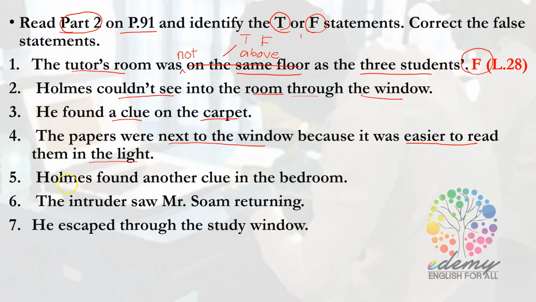Number 5, Holmes found another clue in the bedroom. So the keywords are clue and bedroom. Number 6, the intruder saw Mr. Soam returning. So the keywords are intruder, Mr. Soam returning. Number 7, he escaped through the study window. So the keywords are escaped and the study window.